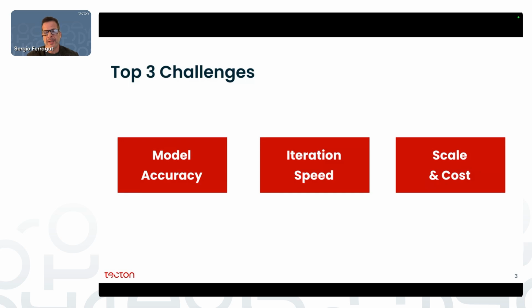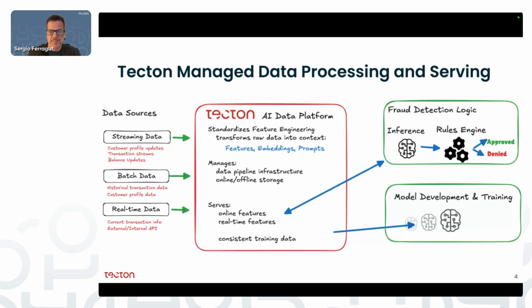Like Julia talked about, the iteration speed is a problem because fraud vectors are changing all the time, and taking months to deploy new features and new models doesn't allow these teams to catch up to new fraud threats. And the other challenge is scale and cost. Managing such large transformations and large numbers of transactions and throughput is costly. And developing the pipelines and managing the infrastructure also has a high cost.